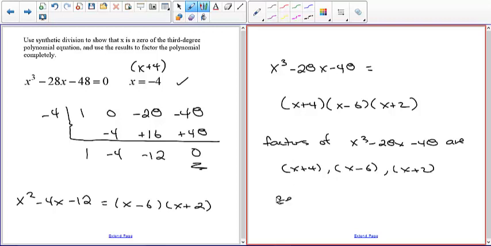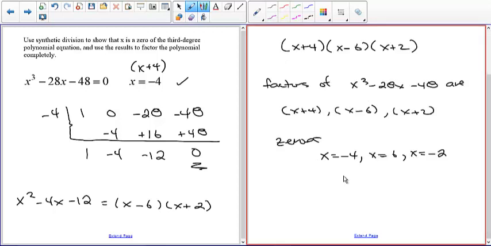The zeros are x equals negative 4, x equals 6, x equals negative 2, and that's also the x-intercepts. So the zeros are the x-intercepts. Sometimes they're also the solutions.